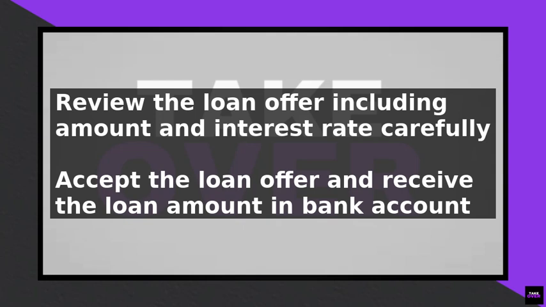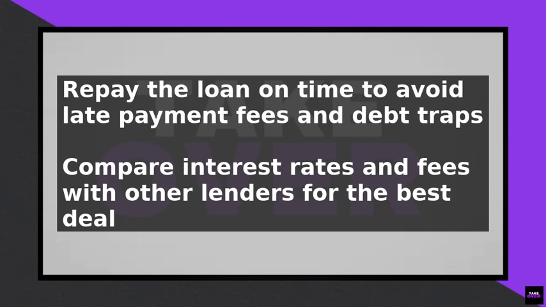Before applying for a loan, ensure you have a stable income and a plan to repay the loan to avoid debt traps. Additionally, be aware of the interest rates and fees associated with the loan, and compare them with other lenders to ensure you are getting the best deal. By following these steps and being responsible with your borrowing, you can get a loan from a quick money app and manage your finances effectively.